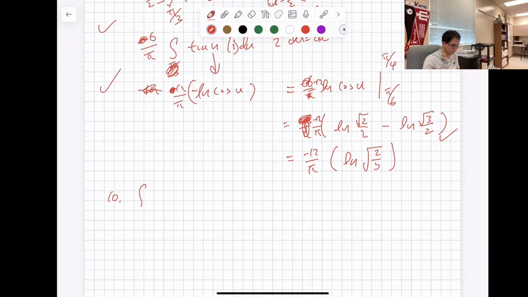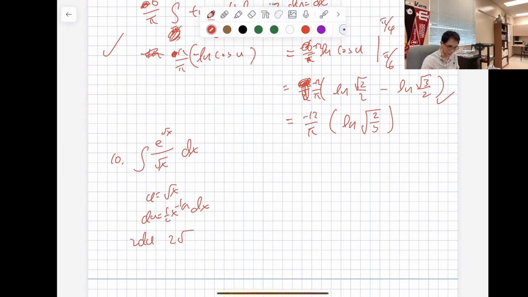Number 10. E to the square root x over square root x dx. So u equals square root x, du equals 1 half x to the negative 1 half dx. So 2 square root x du equals dx. So this one is going to be e to the u over square root x times 2 root x dx. This cancels out, so it will be 2e to the square root x plus c.